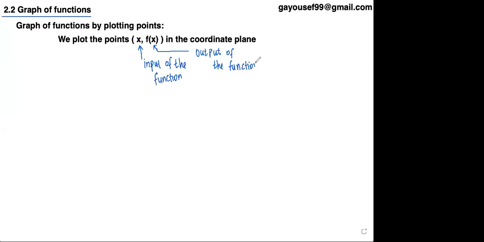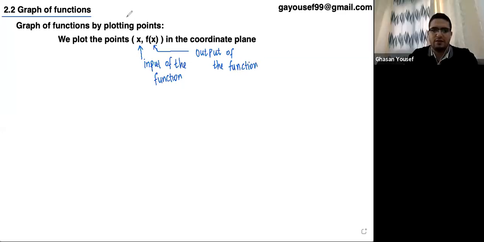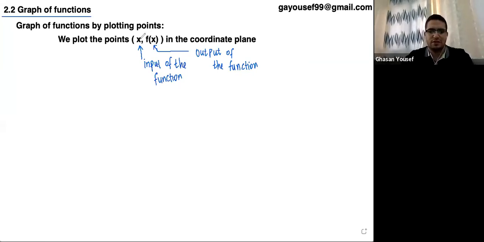So all my graph by using the plotting point depends on this. I choose random points, I make a table, choose random points x, I plug it inside the function, then I get the y coordinate. The x and the y coordinate give me ordered pairs. These ordered pairs are the points. We join these points by using a smooth curve, we combine them, then we get the curve.